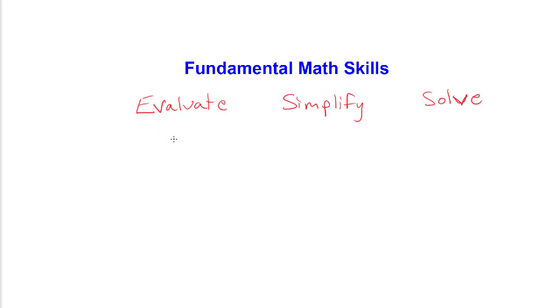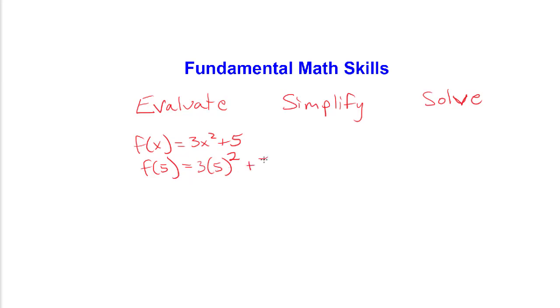Evaluate means essentially plug in a number. Let's say I have f of x equals 3x squared plus 5. What does that mean if I need to evaluate f of 5? That means plug 5 into my expression. That would be 3 times (5) in parentheses. Note when I plug in, I put in parentheses. That's in case I need to distribute or anything else, I do that properly.